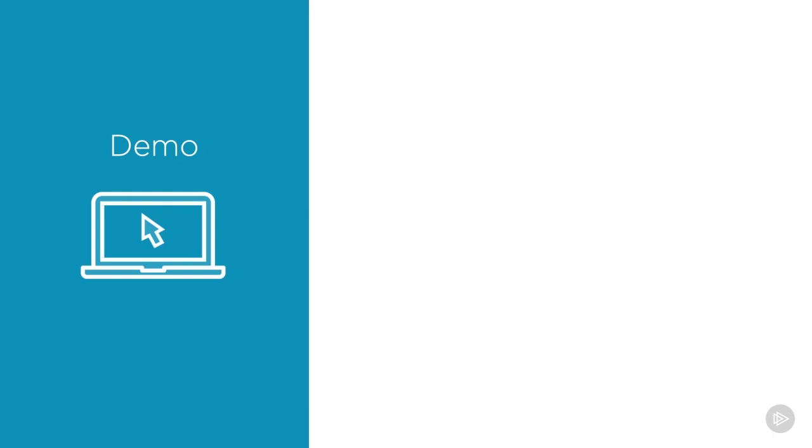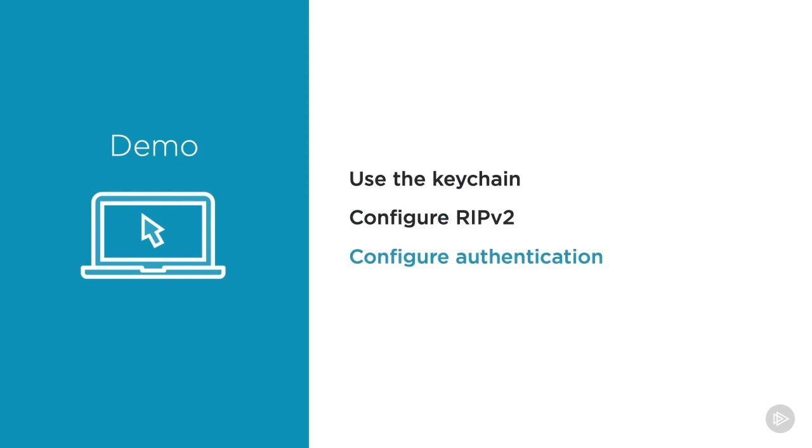Like I talked about in the previous clip, RIP also uses a keychain, so we will just leverage the keychain that we created in the previous clip. Then, I will enable RIP version 2, and finally, enable authentication on each interface participating in RIP.